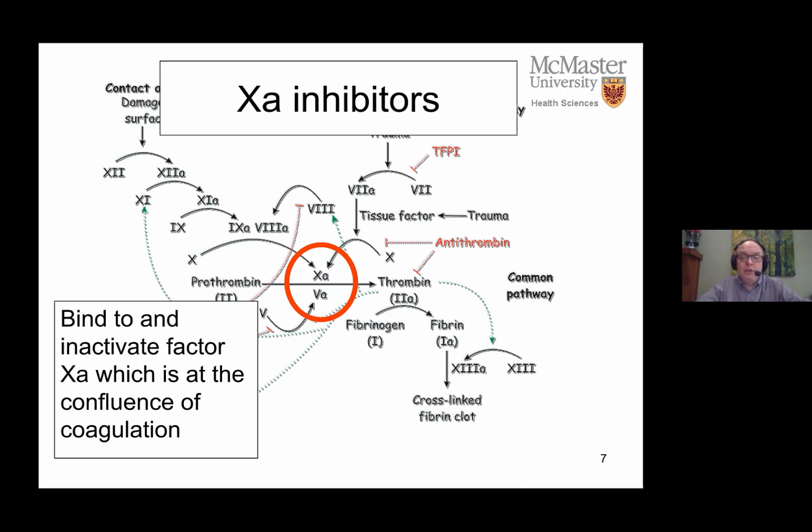And by inhibiting it, you basically inhibit coagulation being potentiated, continuing along and generating thrombin, and you also inhibit some of the feedback loops. So specific inhibition of factor 10A is a very good therapeutic target.